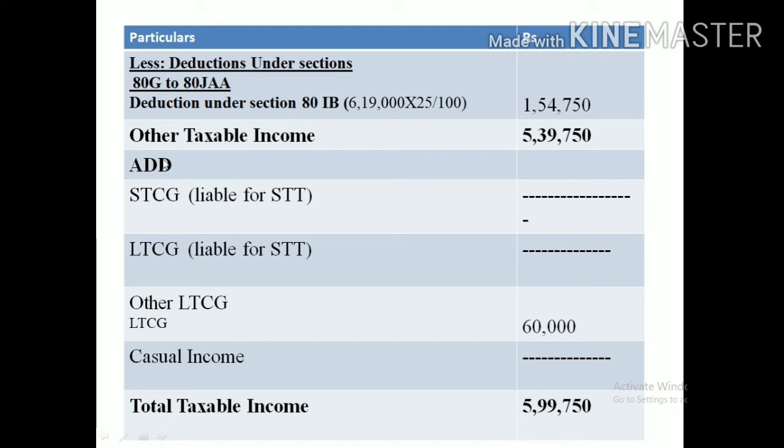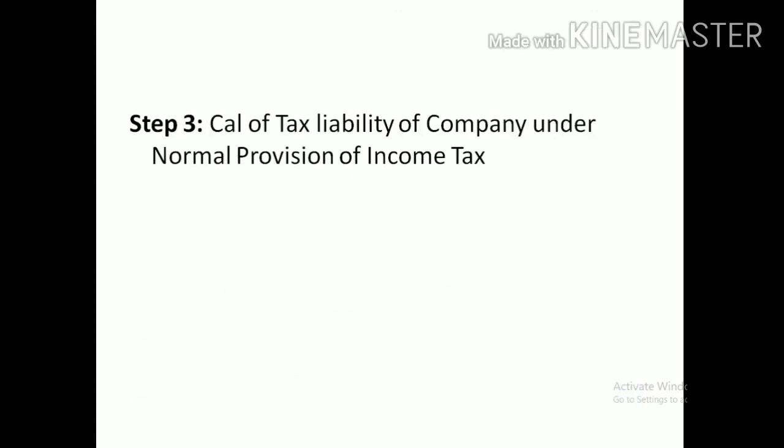Okay, next you will get other taxable income of 5,39,750. For this, add some other incomes. The income from short-term capital gain liable for STT, there is no income. Long-term capital gain liable for STT, there is no income. Other long-term capital gain we have on the profit and loss account credit side, that is 60,000. Then casual income, there is no casual income. When you add this, you will get 5,99,750.